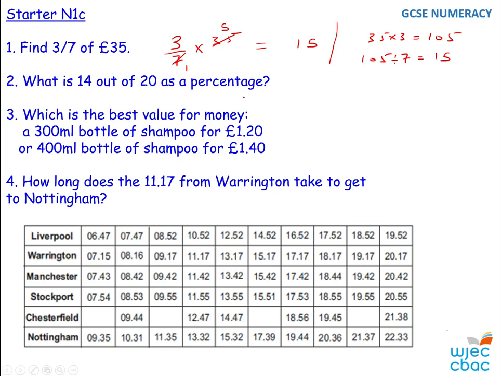Next, 14 out of 20 as a percentage. So 14 out of 20, so it'll be 14 over 20. And as a percentage means it's out of 100. So 100 is our whole. So same sort of thing, you can do 14 times 100 and divide by 20, or you could say 20 goes into itself 1 time and 20 goes into 100 5 times, and do 5 times 14. 14 times 5. So 4 times 5 is 20, 0 carry 2, 5 times 1 is 5, plus the 2 is 7. So that's given us 70%.